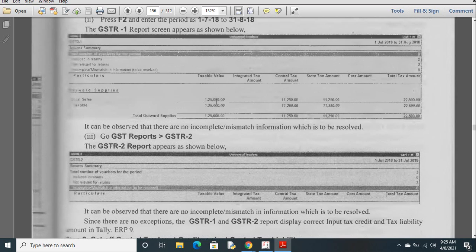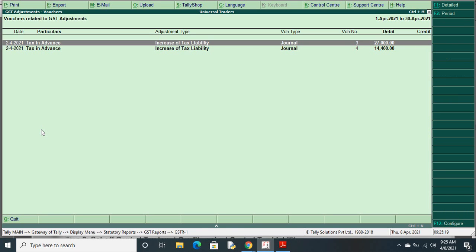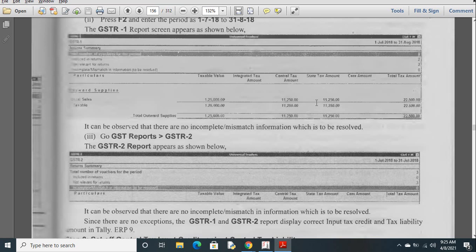So the amount whatever you have, inward supply, GSTR1 report. This is the summary of return summary. This is the amount, total outward supply, and here GST adjustments. Input tax credit 27,000 and it is 14,400 tax liability.